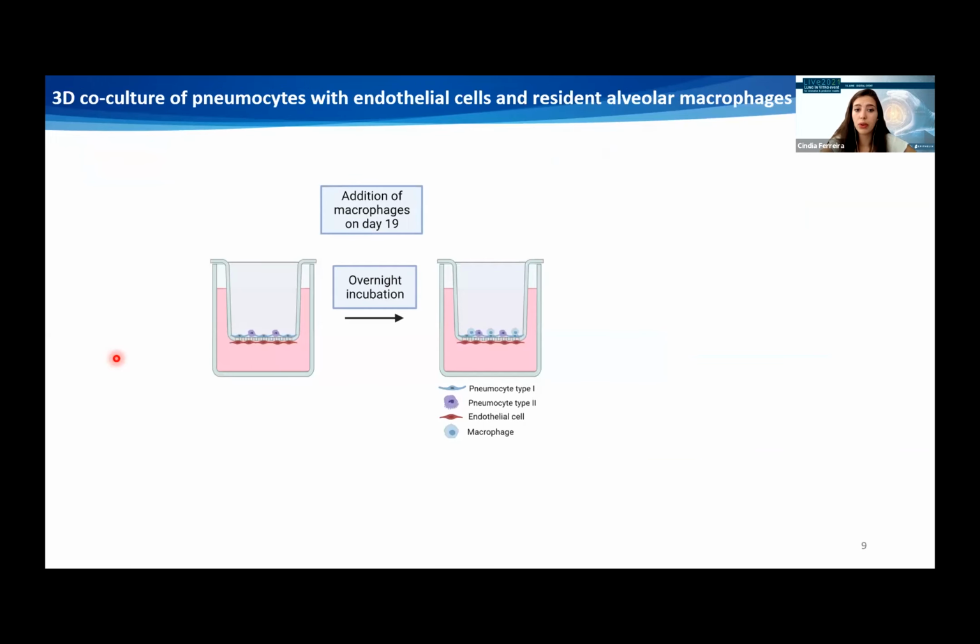So we wanted to go further with this model. We took it, added macrophages on day 19, and did an overnight incubation. So we obtained this model that was made of pneumocytes and macrophages on the apical side and endothelial cells on the basolateral side. And then we wanted to see if those macrophages were functional.